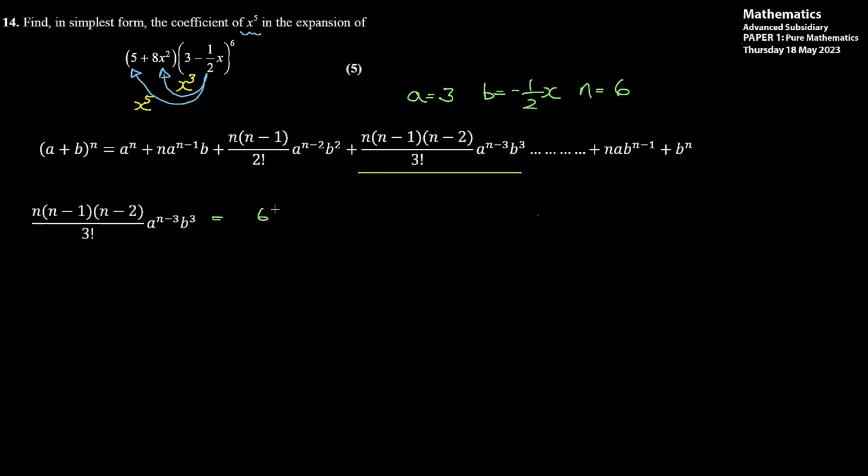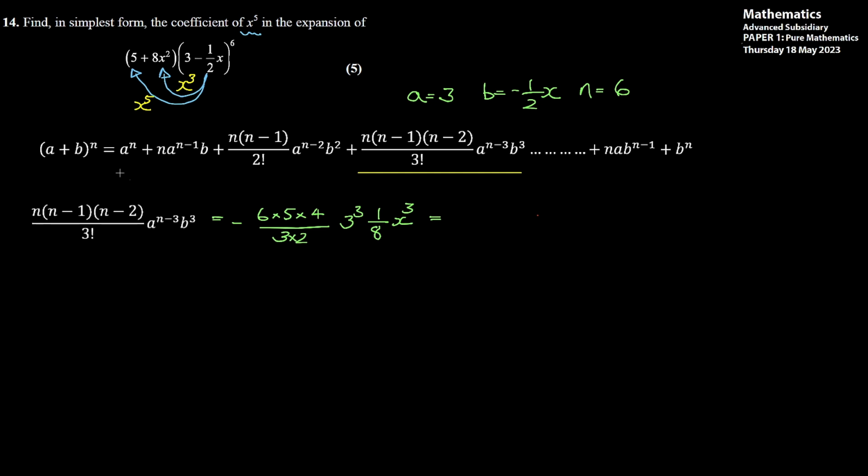So this is 6 multiplied by 5 multiplied by 4 over 3 times 2. A is equal to 3, so 3 is raised to the power of 6 minus 3, which is 3, and b, which is negative a half. Now, is this going to be positive or negative? It's going to be negative, so I'm going to put a negative sign out here, and this is going to be a half cubed, so this is 1 over 8 x cubed.